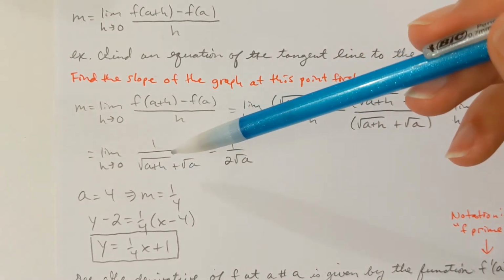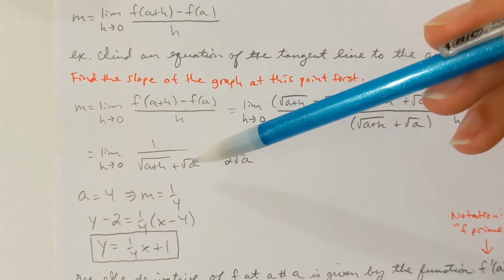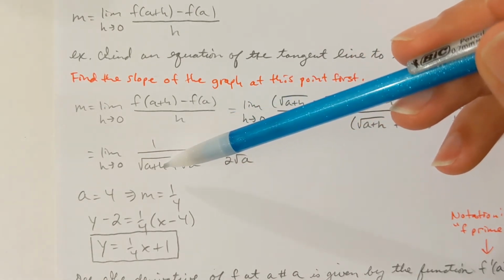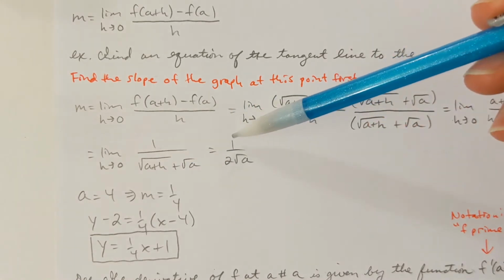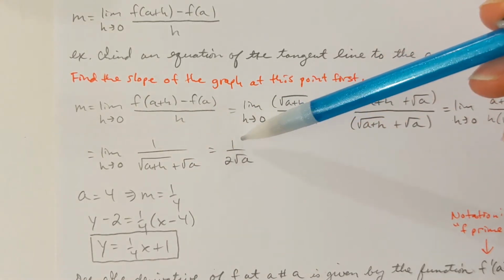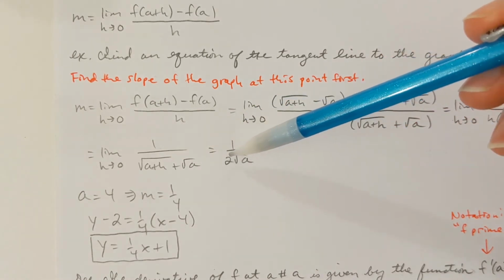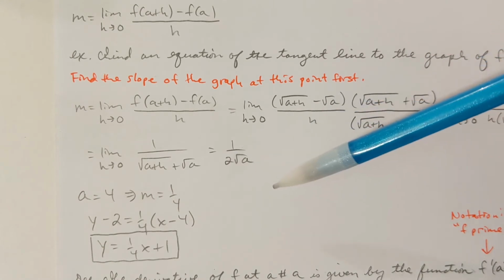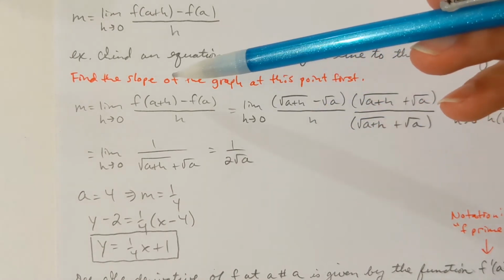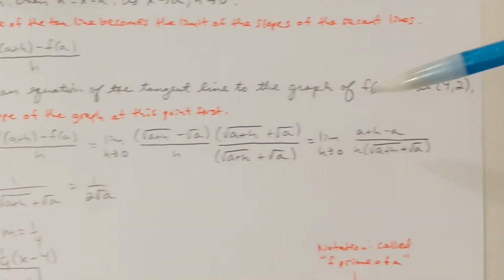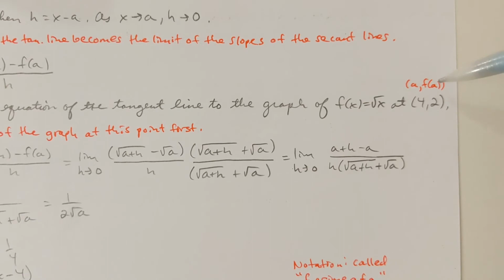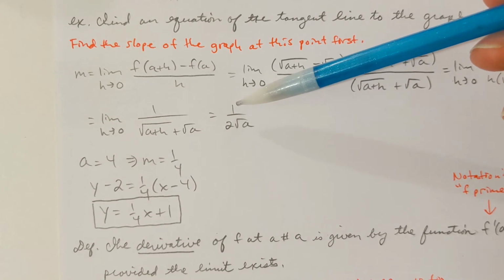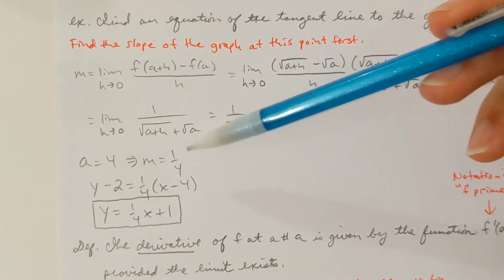Well, this limit is in terms of h. A is just a constant. There's no problem with directly plugging 0 in for h now, so I'm going to go ahead and do that, and I have, of course, dropped the limit notation. You've got 1 divided by the square root of a plus the square root of a, which is 2 times the square root of a. So 1 over 2 times the square root of a would be the general formula to allow me to find the slope of the tangent line at a point a, f of a. Now, in this problem, a is 4. So if a is 4, the slope of the graph at 4, 2 would be 1/4.